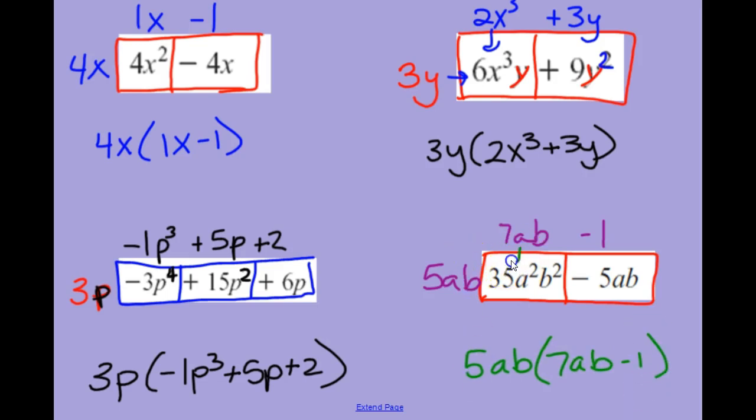If you're not sure if you got it right, multiply these two to see if you get this middle term here, and then multiply the first and the last there to see if you get that term. It should work out.